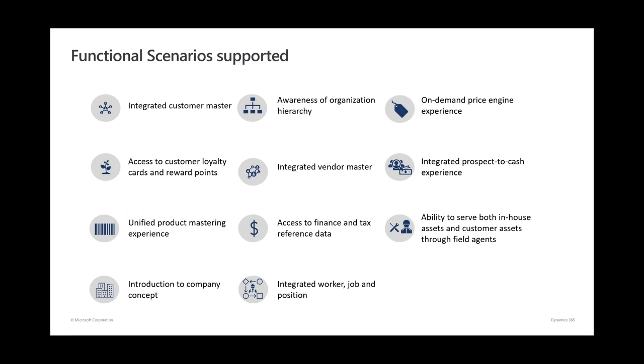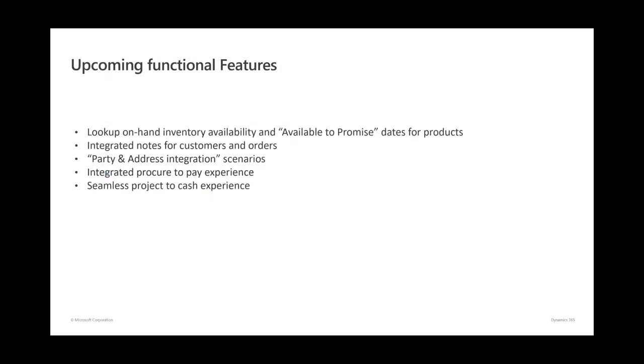And at the end, I'd like to mention the integrated worker, job, and position scenarios, which is available for the human resources side of things. As I said, project operations is not covered, but we are going to work on the project to cash experience as well. So that's the last item here in this list. The other functional features which are upcoming are a lookup on-hand inventory availability and the available to promise dates for products. So that is something we're working on.